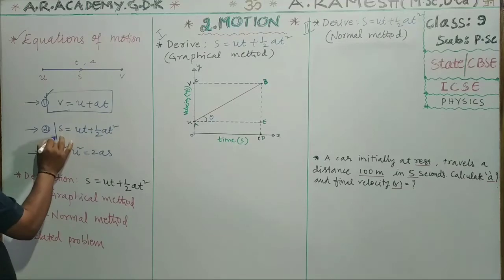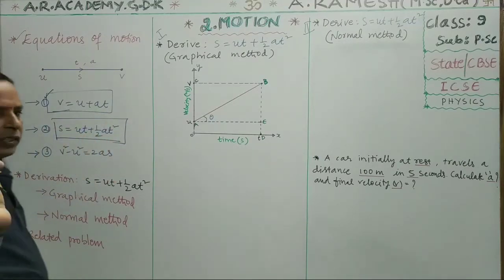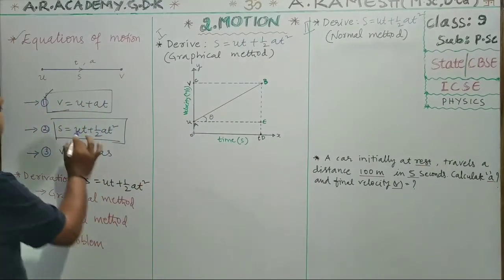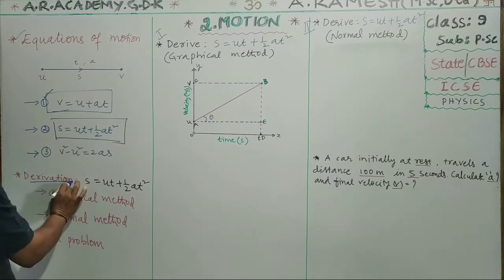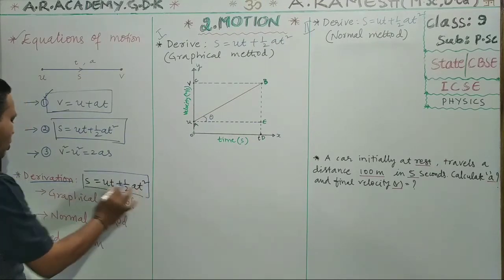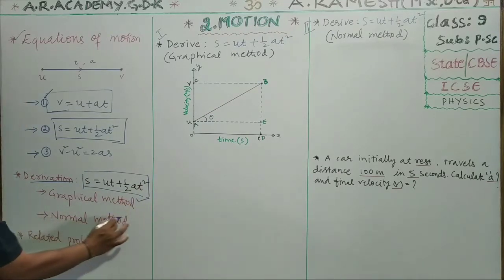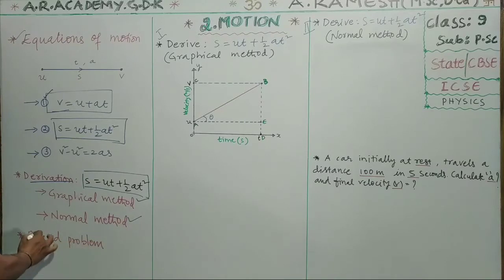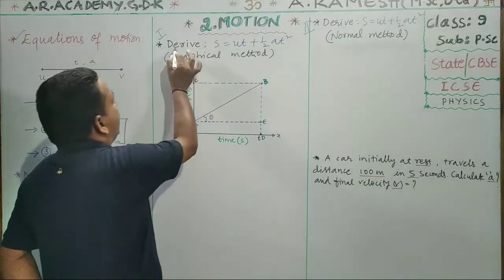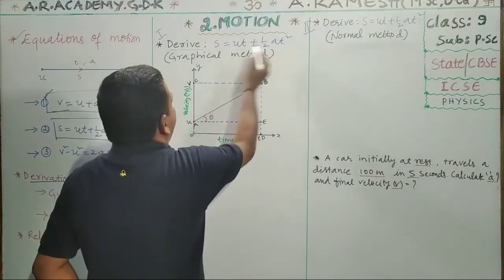Today we are going to learn S equal to UT plus half AT square, children. Please look at the board and write in your notes. For this derivation, S is equal to UT plus half AT square, there are two types of derivations. One is the graphical method, another one is the normal method. And today we will complete one related problem also. First, the graphical method of derivation.